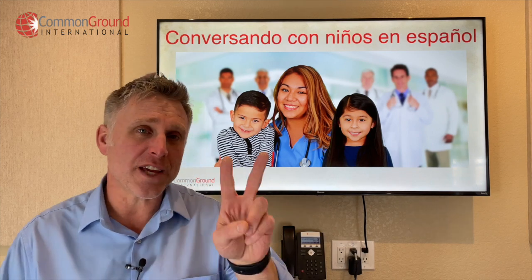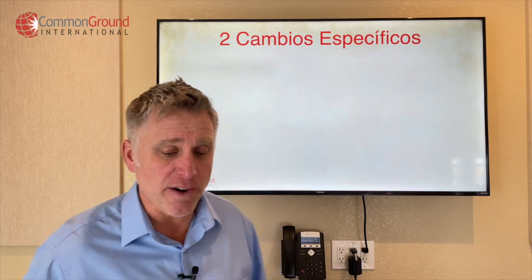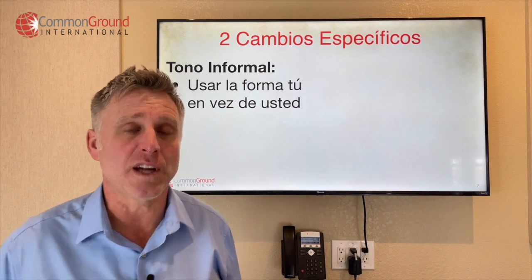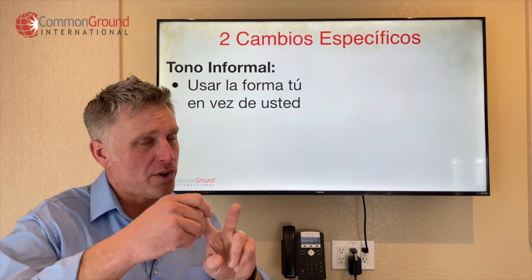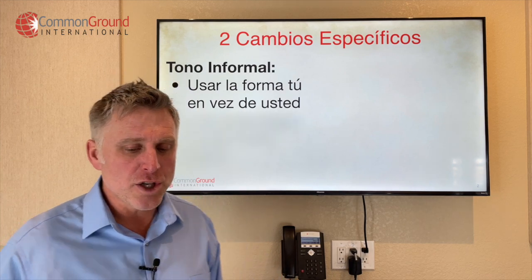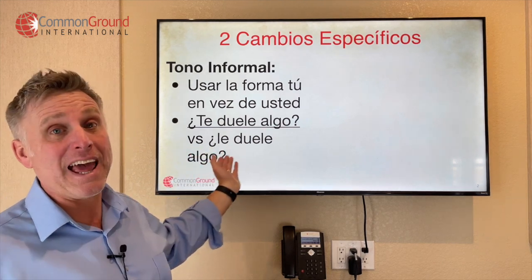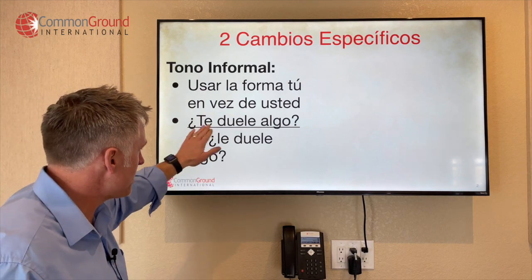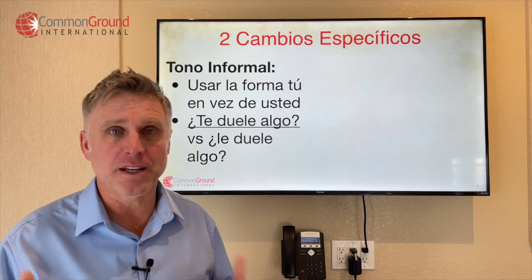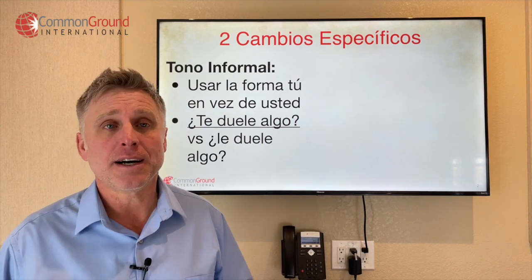And so there are dos cambios específicos you can make when you're speaking with children in order to make it sound more kid-friendly. First of all is your tono informal. You're going to use an informal tone, and the best way to do that is to use la forma tú en vez de la forma usted. Spanish has two different you's. The usted form is for adults and la forma tú is for children, probably in the mid-teens and below. And so instead of asking an adult, le duele algo, you would say to a child, te duele algo. This te refers to the tú form, and that le refers to the usted form. We'll see some examples of how to use the tú form in some common clinical questions. But changing your tone is one great way to begin speaking a little more relevant to kids.